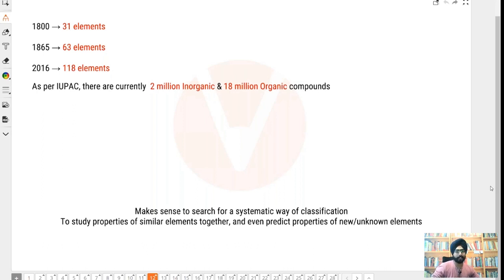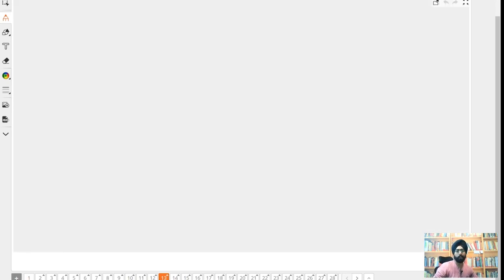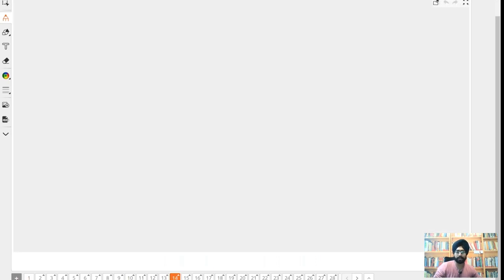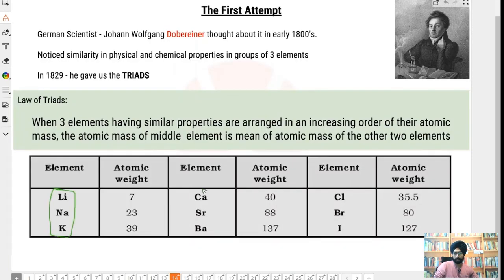So, chalo, ठीक है. So many elements, we need to classify them because there are 2 million inorganic and 18 million organic compounds. Moving on, the first attempt was done by Johann Wolfgang Dobereiner in the early 1800s to classify the elements. He gave us triads, okay? And these triads were basically groups of 3 elements that he chose randomly, and the only thing that was unifying these is basically the middle element.